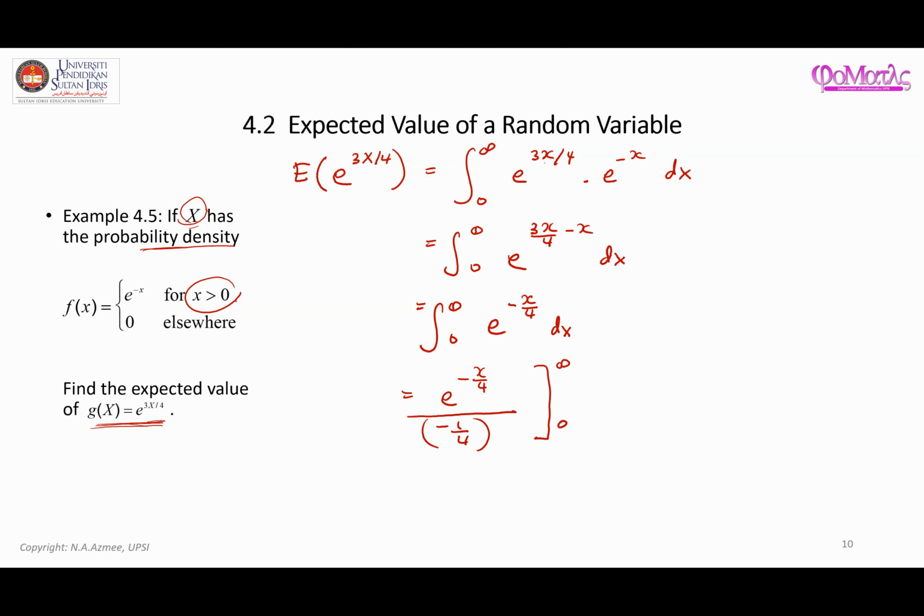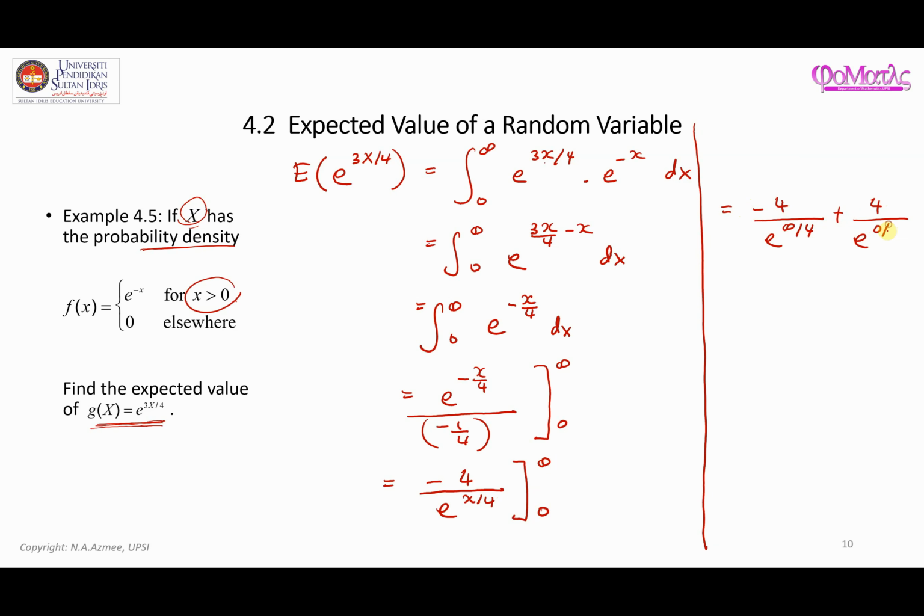This one can be modified so that it becomes negative 4 e to the power of negative x over 4. So here this is what we have, and you can start substituting the limits accordingly. What we have next is this one is going to be equal to negative 4 times e to the power of negative infinity over 4. So minus and negative is going to be plus 4 e to the power of 0 over 4.